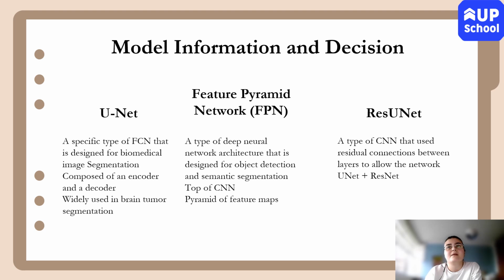So here, I want to explain which models I use for this project. I use three different model architectures. The first one is the U-Net, which is a specific type of fully convolutional network that is designed for biomedical image segmentation. The second one is the Feature Pyramid Network, which is a type of deep neural network architecture that is designed for object detection and semantic segmentation. And the third one is the ResUNet, which is a combination of the U-Net and the ResNet. This is a type of CNN that uses residual connections between layers.